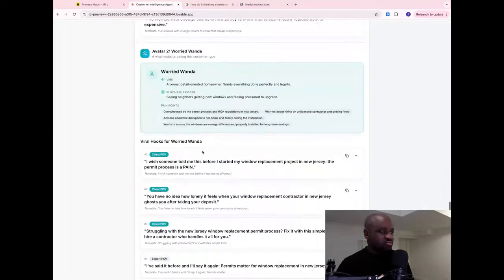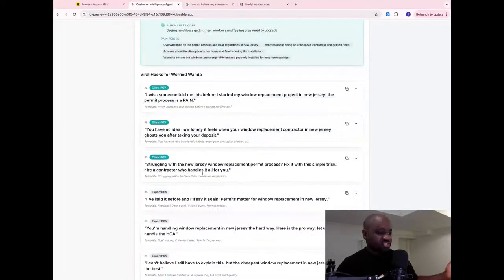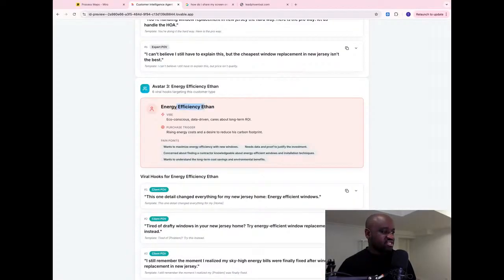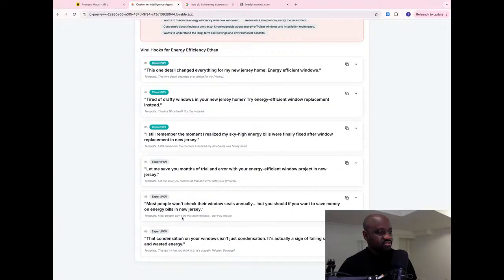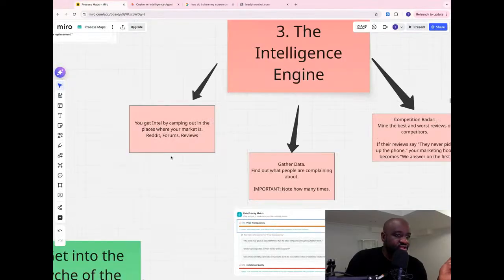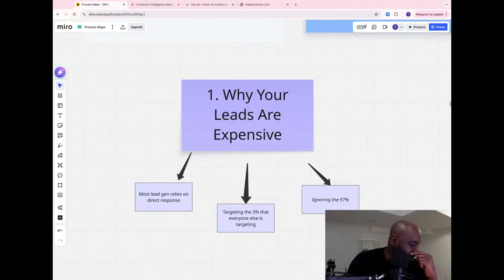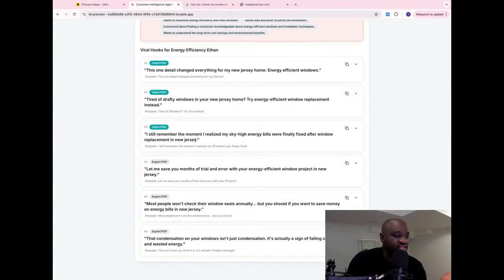Same thing with what we call Worried Wonder, right? We have another six angles that we can target Wonder for. Same thing with Energy Efficiency Ether. So think about this, right? The generic way of saying, do you want high energy or high efficiency windows, give us a call. Think about that, if you're going to the market with that kind of ad, and then you have us going to the market with 6 times 3, 18 different angles that we can target and get you leads, who do you think is going to give you the better leads, right?